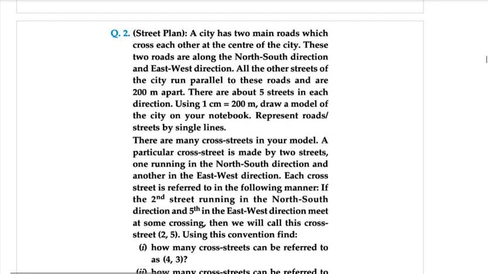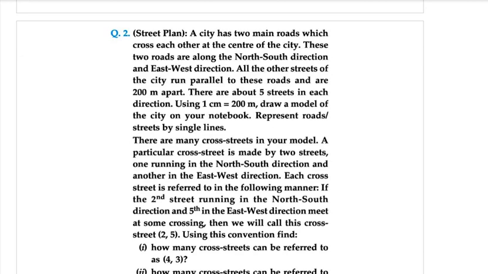Question number 2. Street plan. A city has two main roads which cross each other at the center of the city. These two roads are along the north-south direction and the east-west direction. All the other streets of the city run parallel to these roads and are 200 meters apart. There are about 5 streets in each direction. Using 1 centimeter equal to 200 meter, draw a model of the city in your notebook. Represent the roads or streets by single lines. Again, no need to do this. This is a project based kind of question. I'm going to show you the solution and discuss it with you. You don't need to solve it.